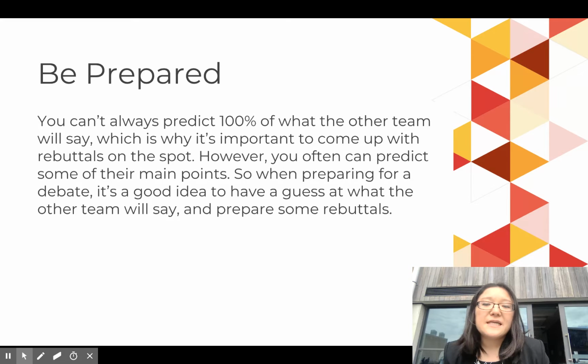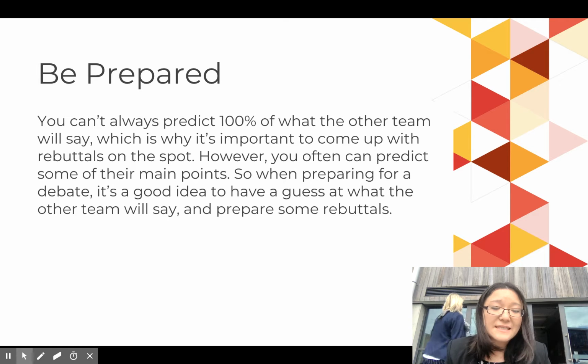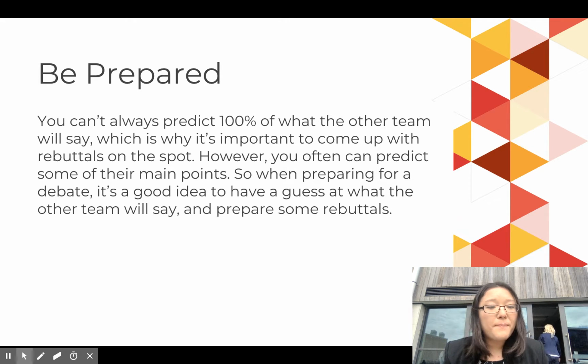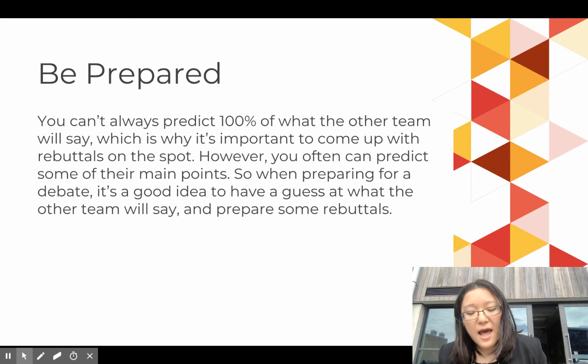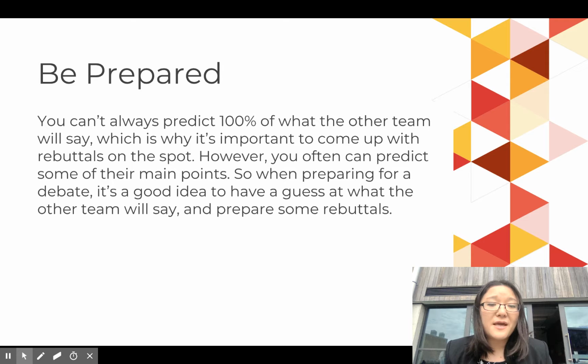Be prepared. You can't always predict what the other team is going to say, which is why it's important to come up with rebuttals on the spot. However, you can often predict some of their main points, so when you're preparing for a debate, it's a good idea to guess at what they're going to say and prepare some rebuttals. That being said, still be prepared to improvise on the fly. An issue a lot of you had is that when you didn't have a rebuttal pre-written, you didn't do a rebuttal in your speech. So remember that you need to always be listening to what the other side is saying and coming up with lots of rebuttals on the fly.